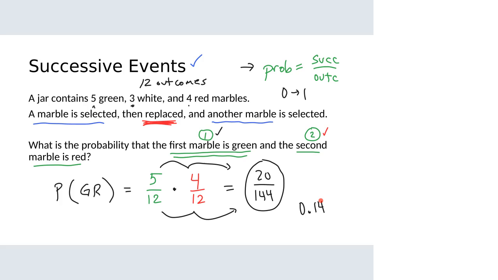But don't convert these to decimals because you'd be rounding. Wait until you get to the very end, and then if you're asked for a decimal, that's when you go ahead and do the division to find the decimal answer.